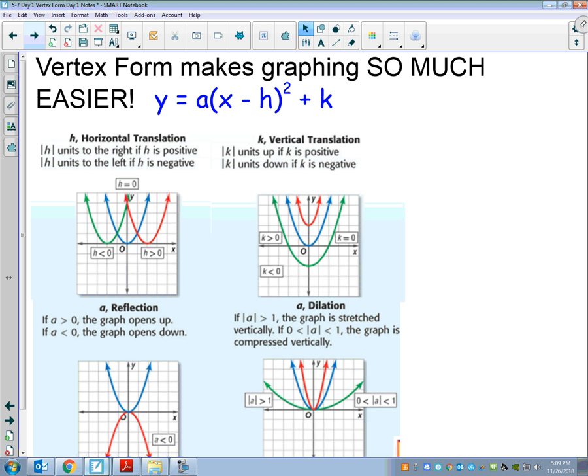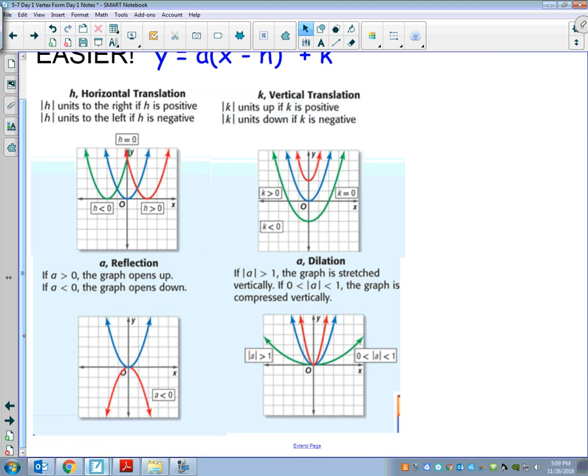So if k is positive, it moves it up. If k is negative, it moves it down. Basically, it just switches the vertex. Also remember what a does to our graph, right? If a is negative, that's why it opens down, because it reflects over the x-axis. And remember that a also stretches or shrinks our graph, or this book calls it a dilation. If a is between 0 and 1, like a fraction, it's going to make our graph wider. And if a is bigger than 1, it's going to make it thinner.